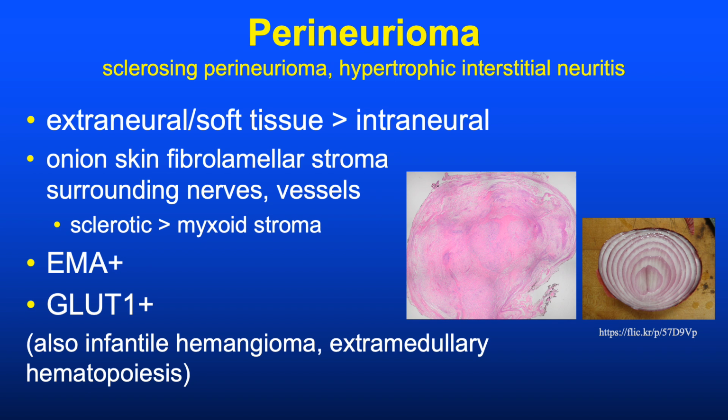GLUT1 is infrequently used, but when it's used, it's very powerful in dermatopathology. It is positive in a very short list of rare, distinctive, and non-histologically overlapping entities. So perineurioma, infantile hemangioma, and EMH.